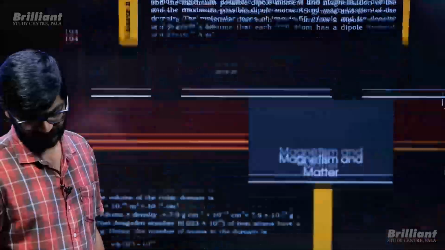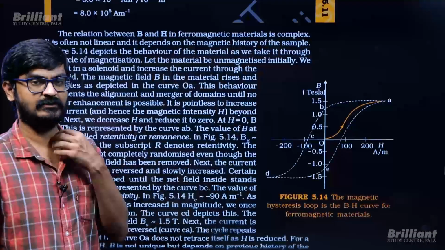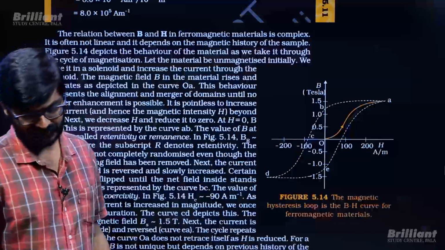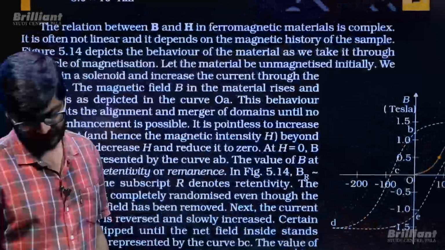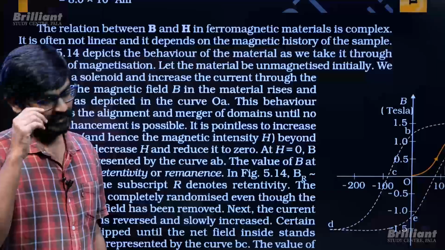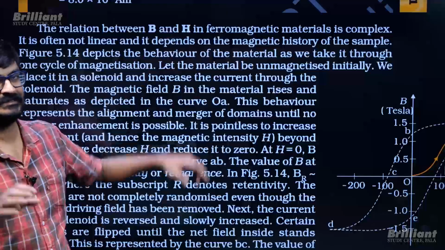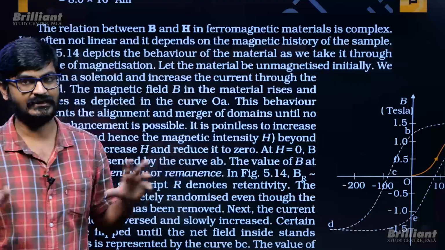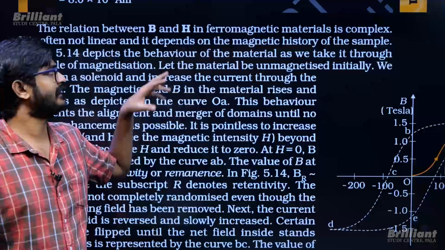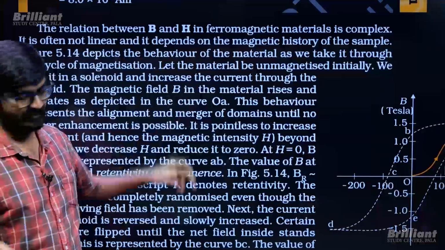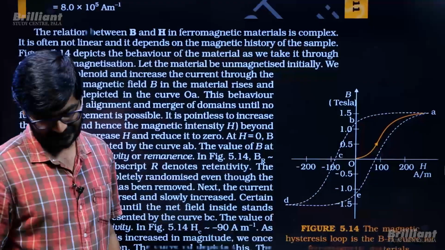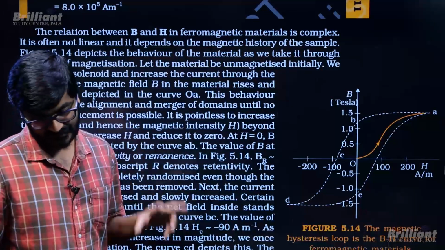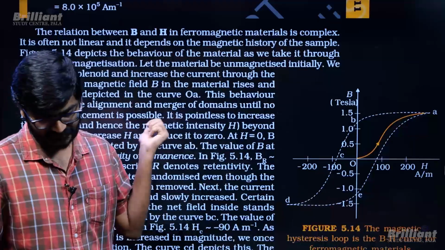For ferromagnetic materials, we understood that some of them will retain the properties. So we'll see some other extra features here: the relation between B and H. Now H is kind of the applied magnetic field. For the time being, assume it as in a solenoid, where it is n into I. B is the total magnetic field. The relation between B and H in ferromagnetic materials is complex. It is often non-linear and depends on the magnetic history of the sample. We will see why they are talking about history.